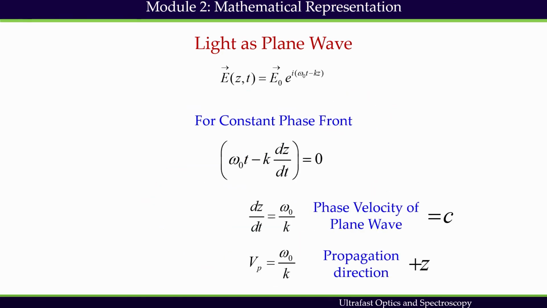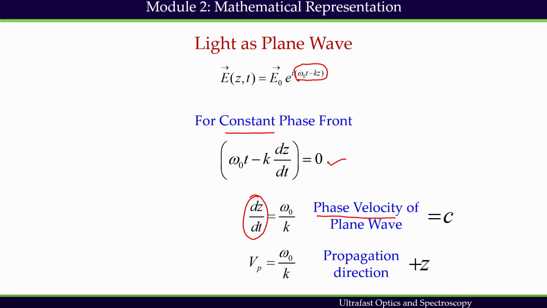For a constant phase front, the first derivative of the phase with respect to time becomes 0. So if we take the first derivative with respect to t, for the constant phase front, it becomes 0. Here dz/dt is called phase velocity, which is c, the speed of light in vacuum.